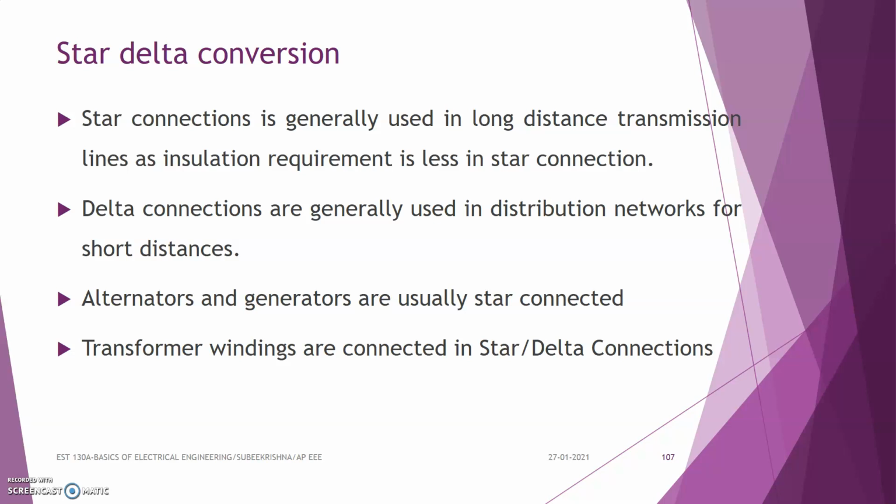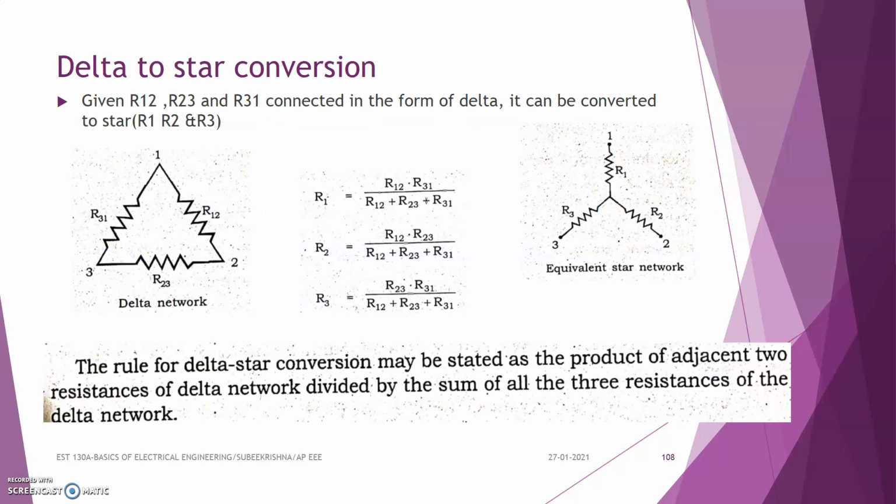Alternators and generators are usually star connected. And the transformer windings are connected in star or delta connections, star delta connections.